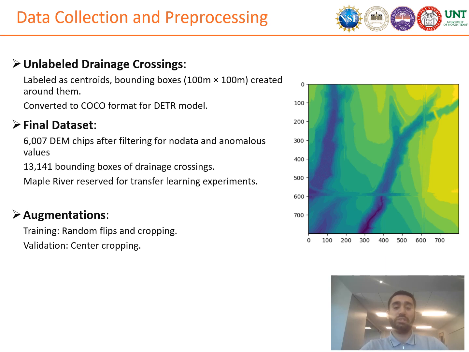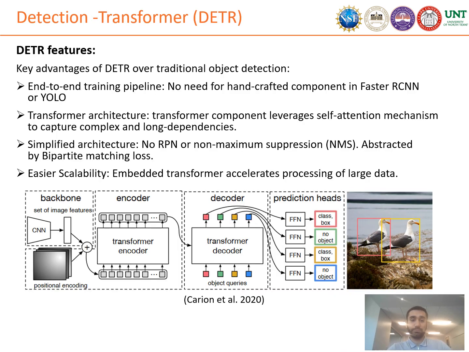We reserved Maple River in Nebraska for transfer learning experiments. And finally, we did extensive data augmentation during the training by doing random flipping and cropping to enhance the model generalization and performance. And finally, we did the validation by the center cropping of each image.